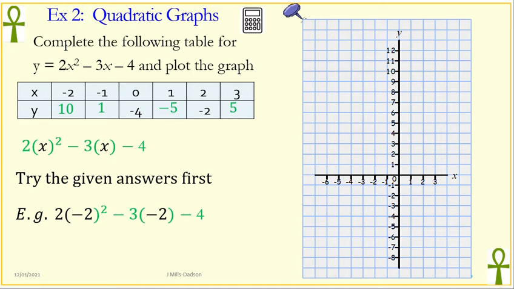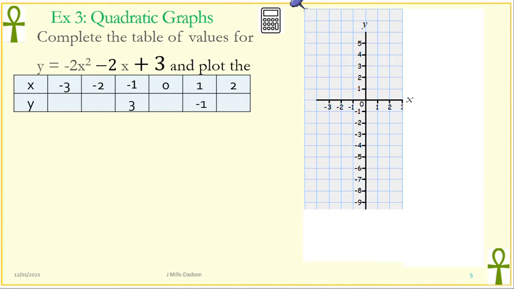We plot the coordinate -2, 10 on the grid, -1, 1, and so on. Join with a smooth curve. So that's our graph. Let's do some checkpoint. It's a +2 coefficient of x squared, so it has to be U-shaped. Done. Intercept is -4. On the y-axis, -4. Checked. So we are done now.